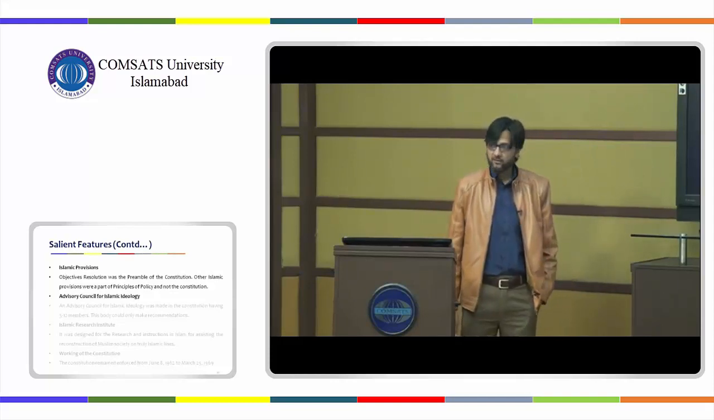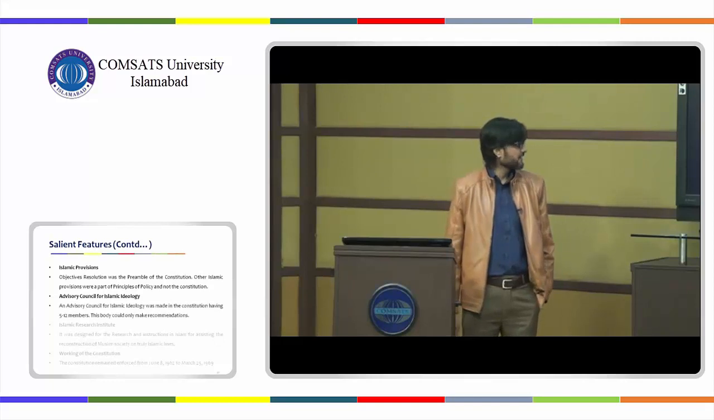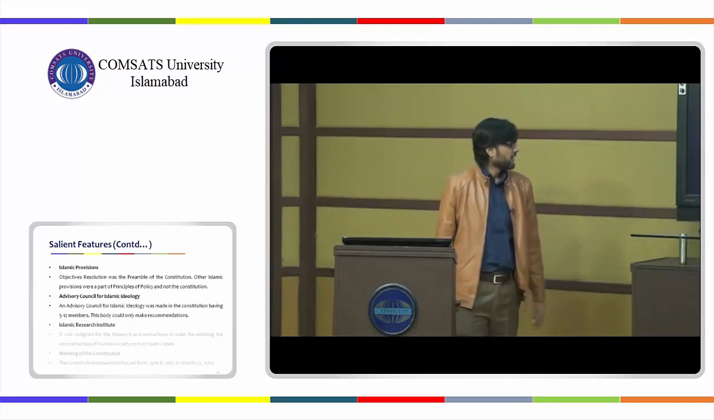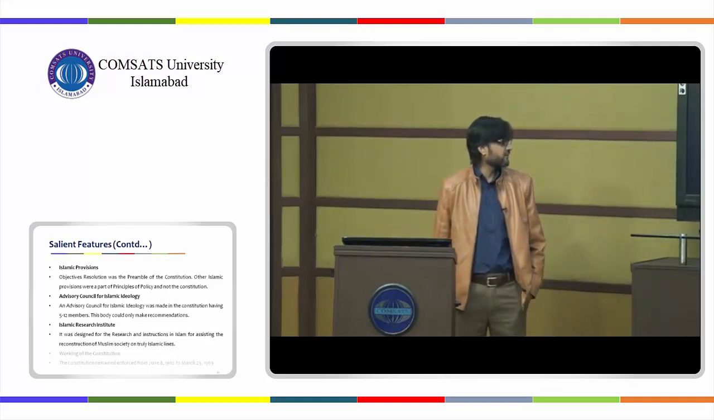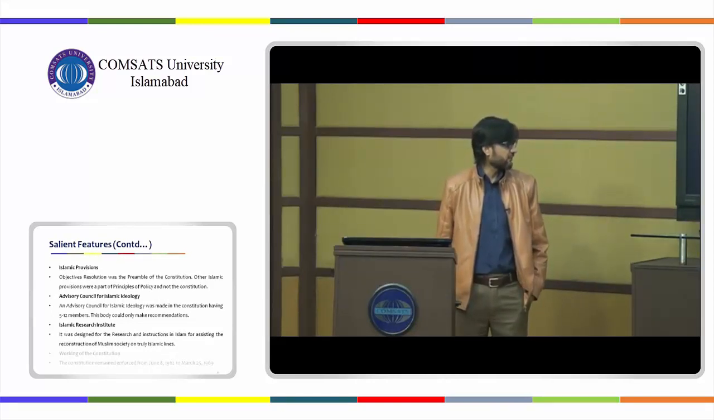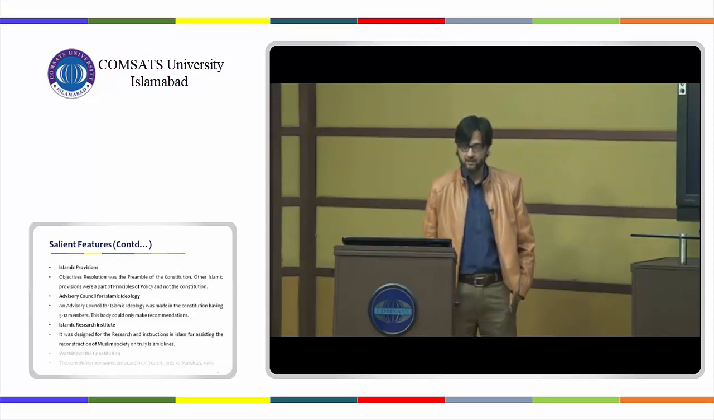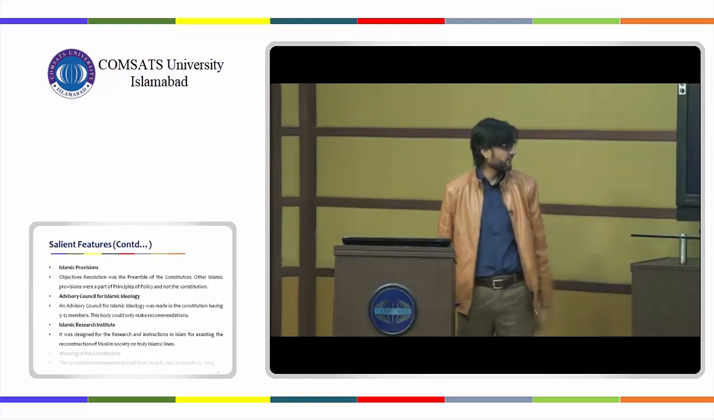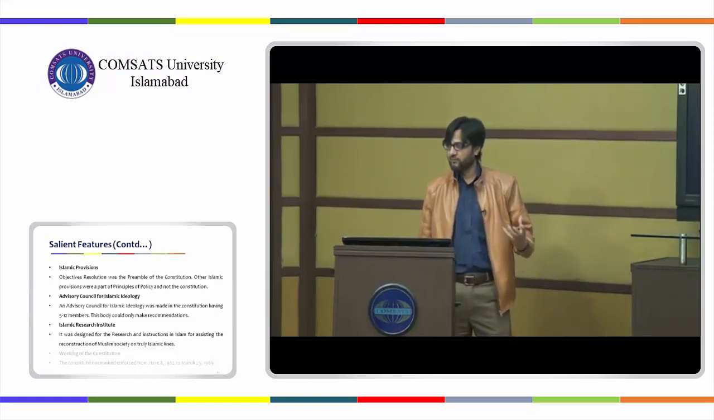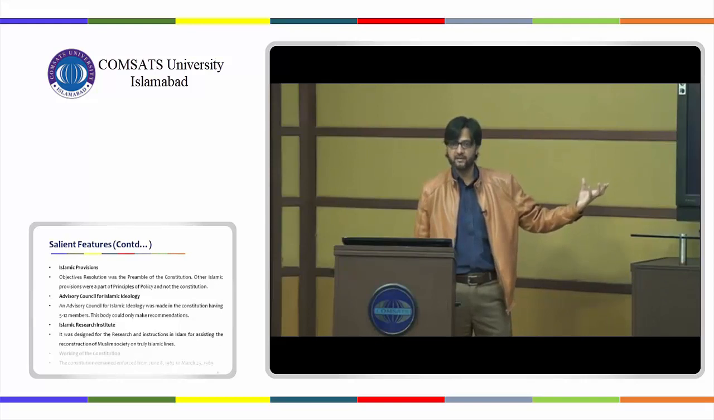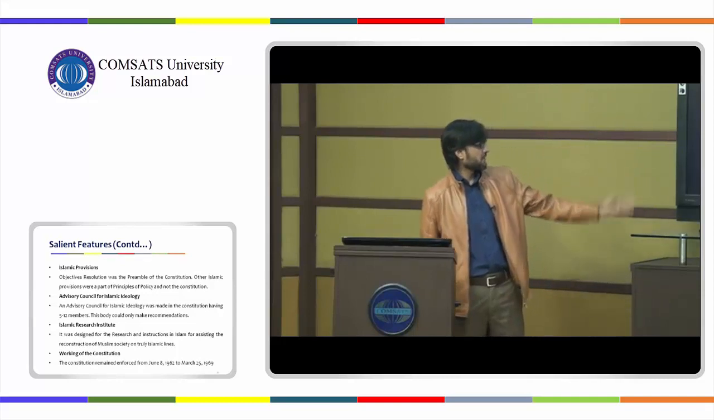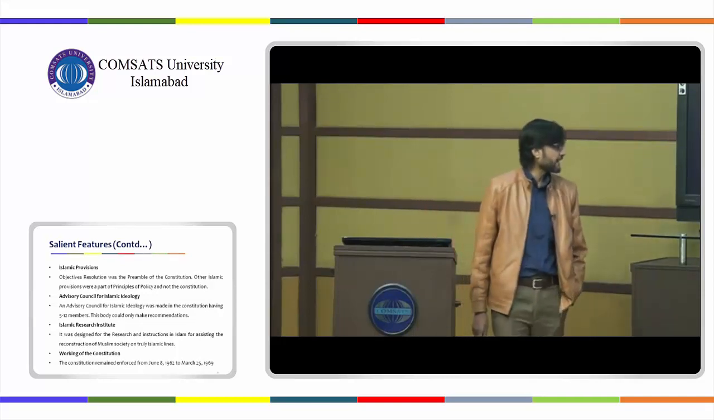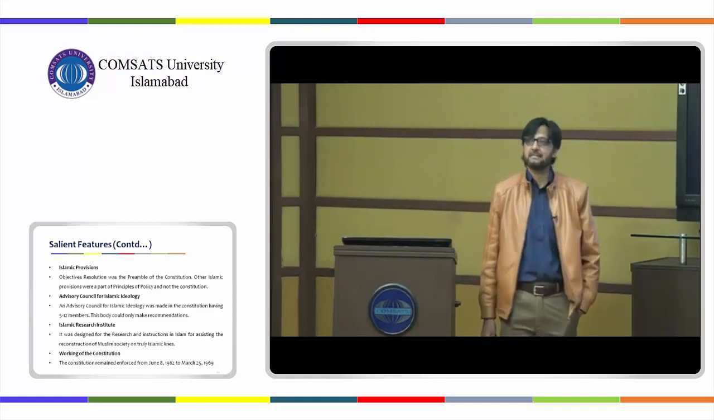Advisory Council for Islamic Ideology was established, right? Then an Advisory Council for Islamic Ideology was made in the constitution. Okay, this is what I have already told you. Islamic Research Institution was designed for research and instructions in Islam for assisting reconstruction of Muslim society on the basis of Islam. So this institute was given in the constitution, that such kind of institution should be there, and it was devised. Okay, working of the constitution remained in force from June 8, 1962 to 25th March 1969.